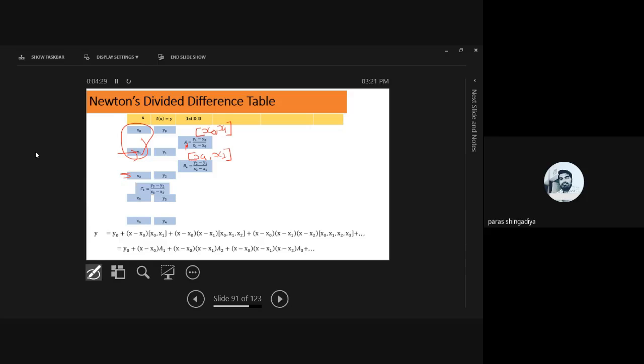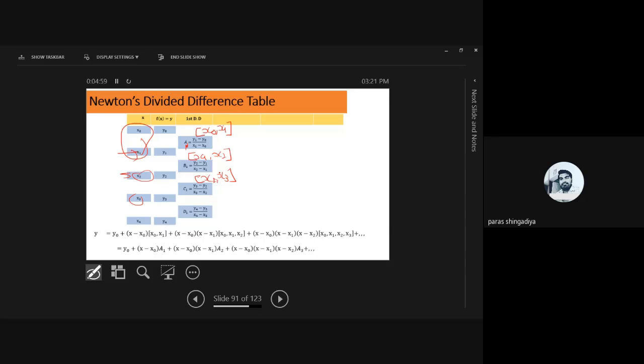Similarly, the third one is the difference of y2 and y3, so it is y3 minus y2 divided by x3 minus x2. The corresponding values of x are x2 and x3, so in the denominator we consider x3 minus x2. Its arbitrary notation is c1, and it is known as x2 comma x3. It is the difference of x2, x3.